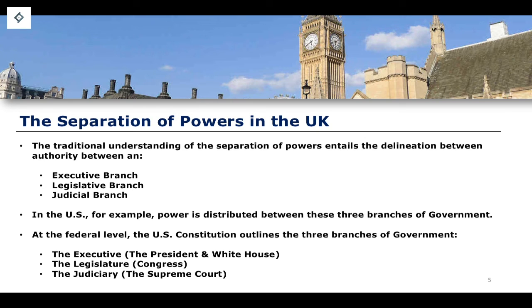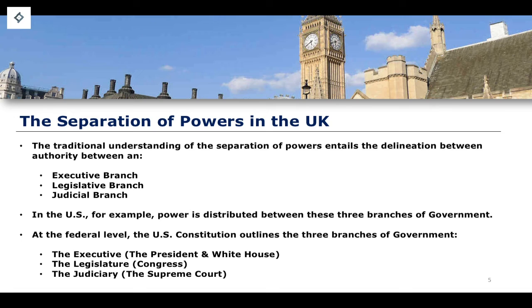And the Constitution outlines that each of these three branches will have the power to check all of the others. And it also makes it very clear that these three branches are clearly distinct and separate. You cannot be, for example, a member of the executive and a member of the legislature at the same time.